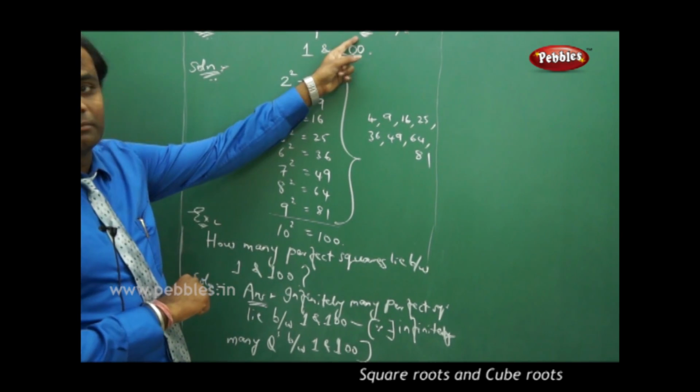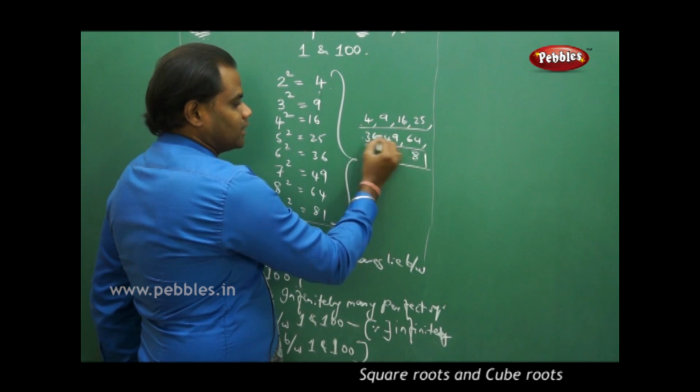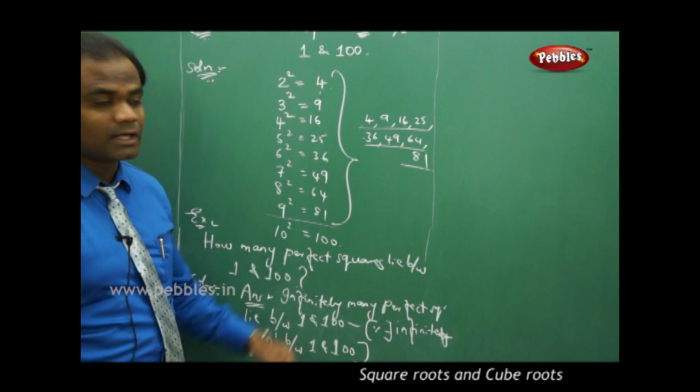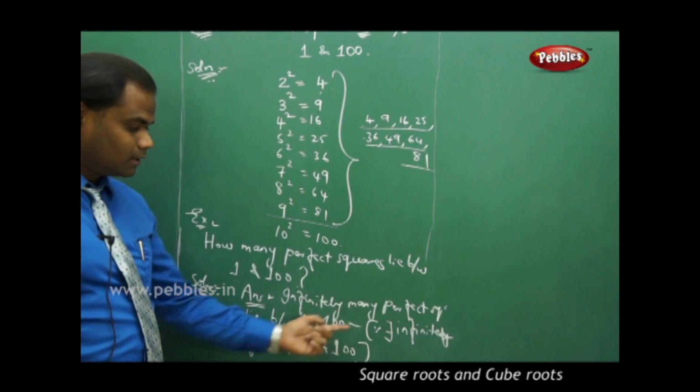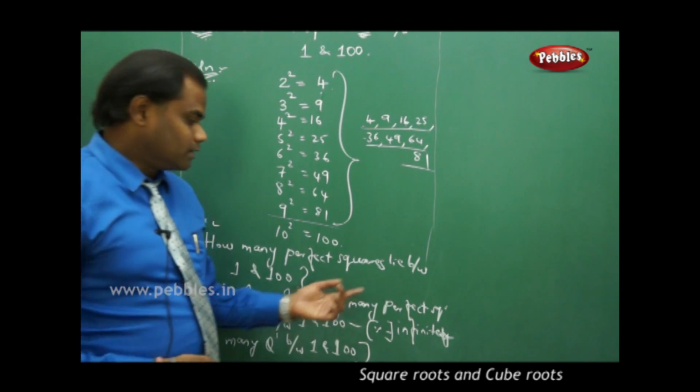a limited number of square numbers between 1 and 100. The list being 1, 2, 3, 4, 5, 6, 7, 8. So 8 square numbers lie between 1 and 100, but here you have infinitely many perfect squares. So that is how we understand this.